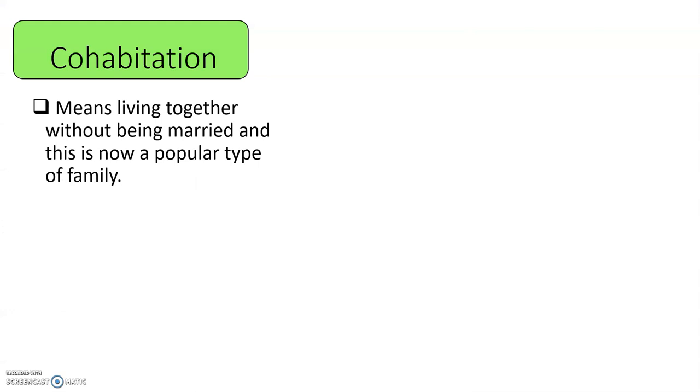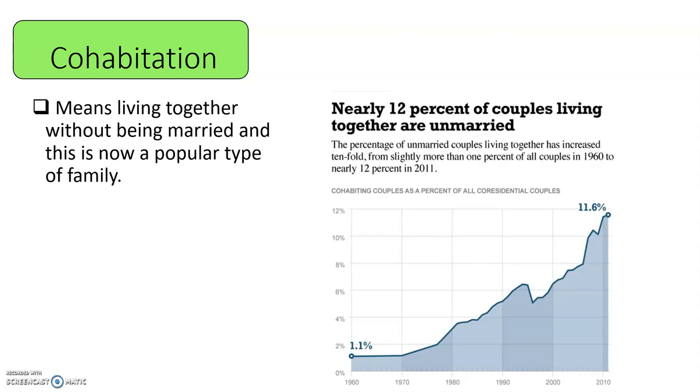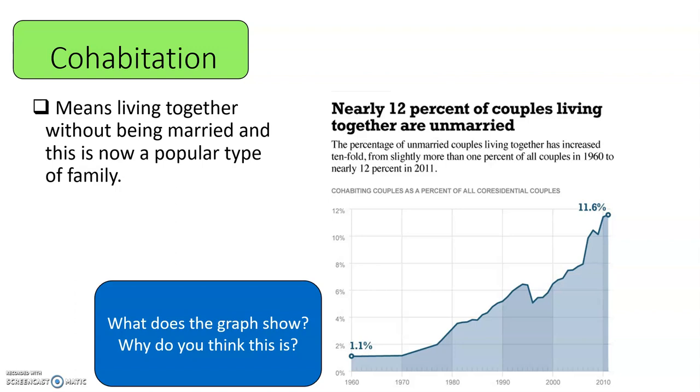So, cohabitation just means living together without being married. It's now quite a popular type of family. A lot of people don't feel the necessity to get married anymore. About 12% of couples living together are unmarried, so it's quite a popular one. For examples, think of celebrities that might live together as a couple or even with children and are not married. And have a look at the graph. Why do you think so many people are living together now and not getting married first like perhaps they would have traditionally done?